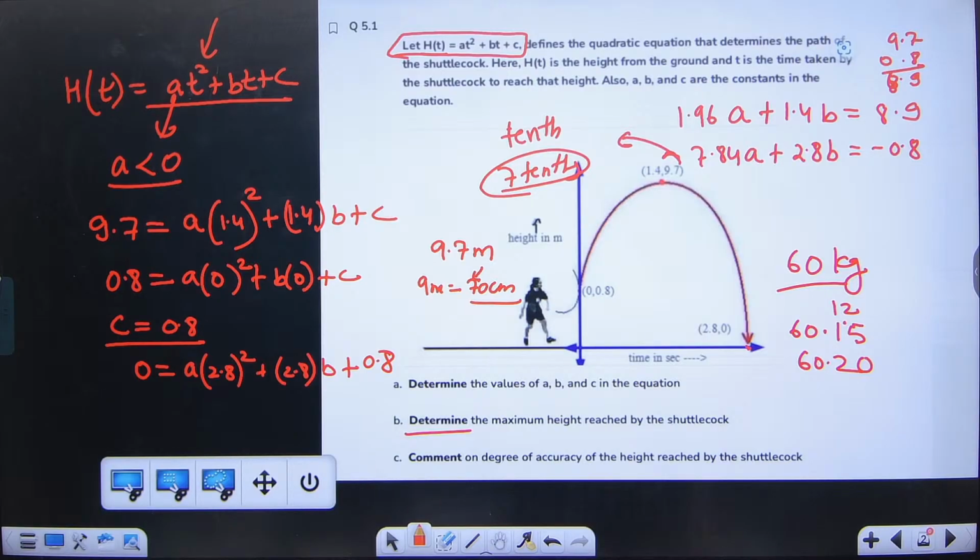What about the probability? Are you confident now? Yes, sir. I'll do Excel for that as well.